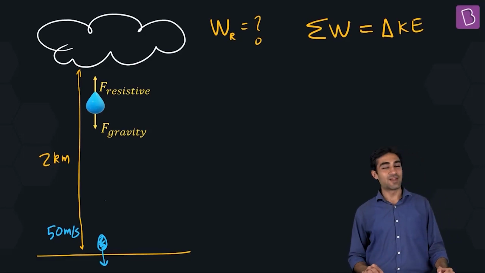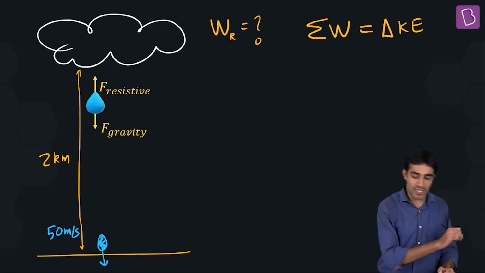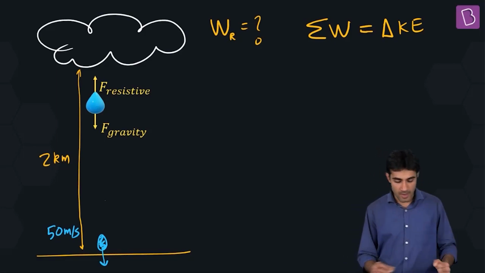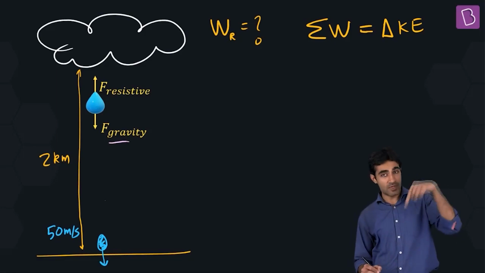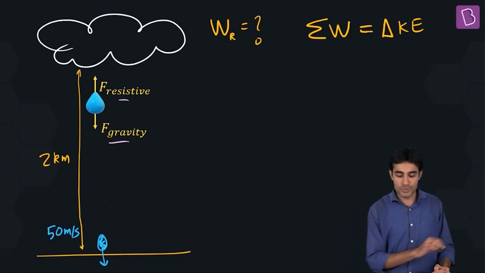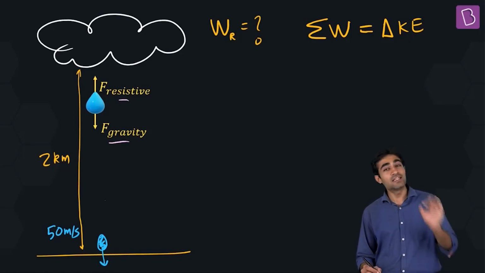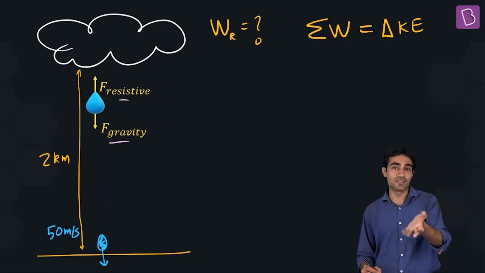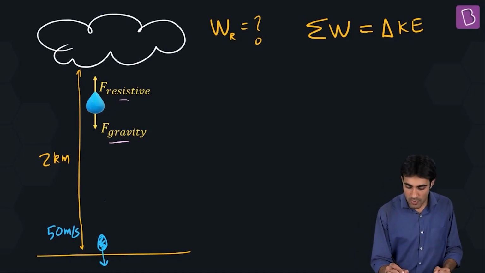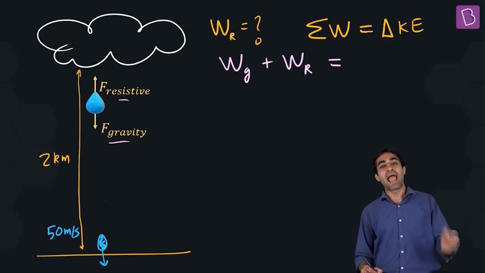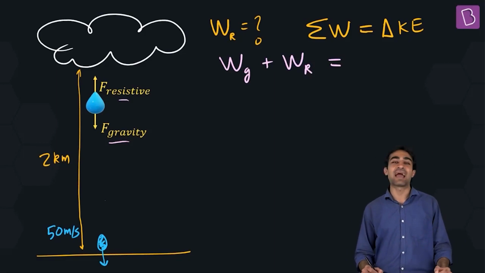Very good. Now, what all forces are doing work on this drop? Well, we can see two forces on the drop. One is force due to gravity in the downward direction, and one is force due to air resistance, and that is in the upward direction. Fine. Only these two forces can do any work on this drop. Great. So, work done due to gravitational force plus work done due to the resistive forces, this will be the total work done on the drop, and that would be equal to change in kinetic energy.